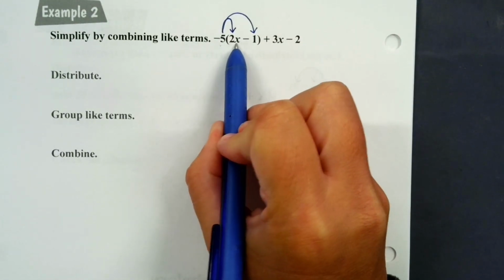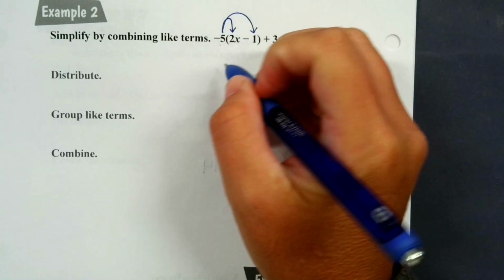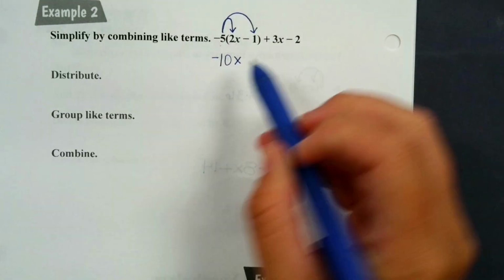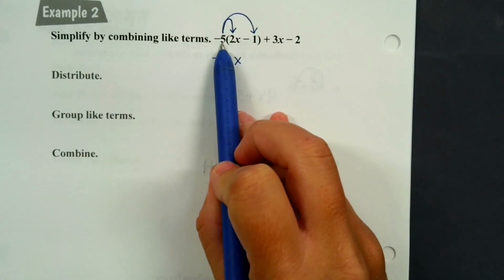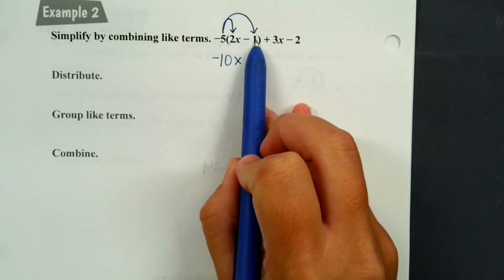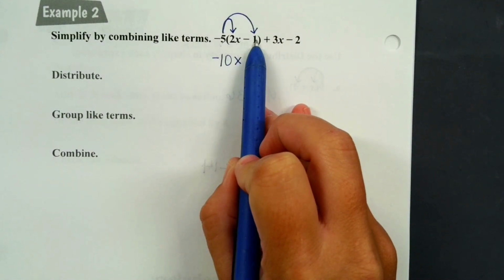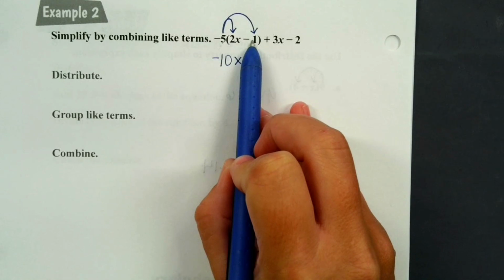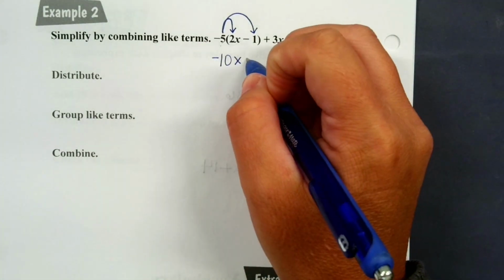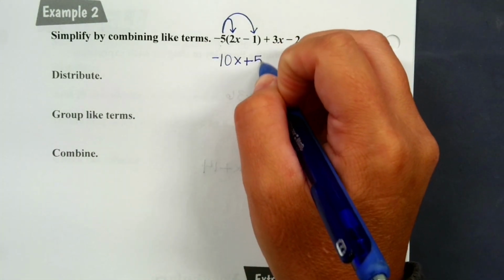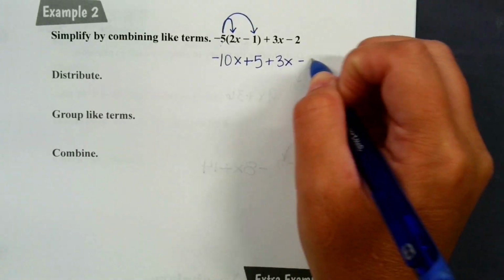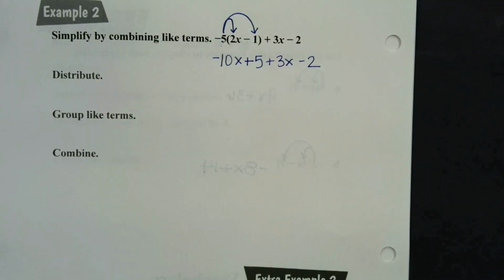Negative 5 times 2 gives me what? Negative 10x. Negative 5 times, is that 1 positive or negative? Negative. So negative 5 times negative 1 gives you positive 5. I'm going to rewrite everything else that I didn't use.